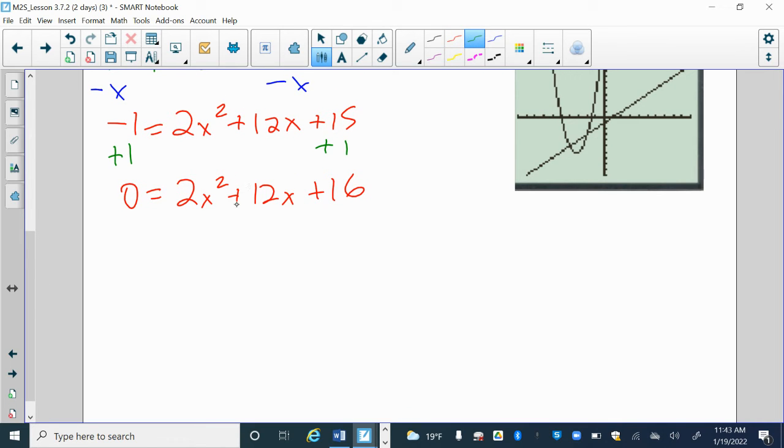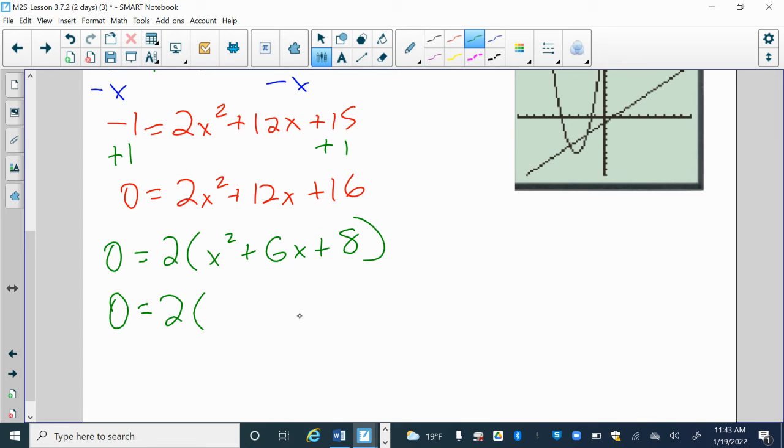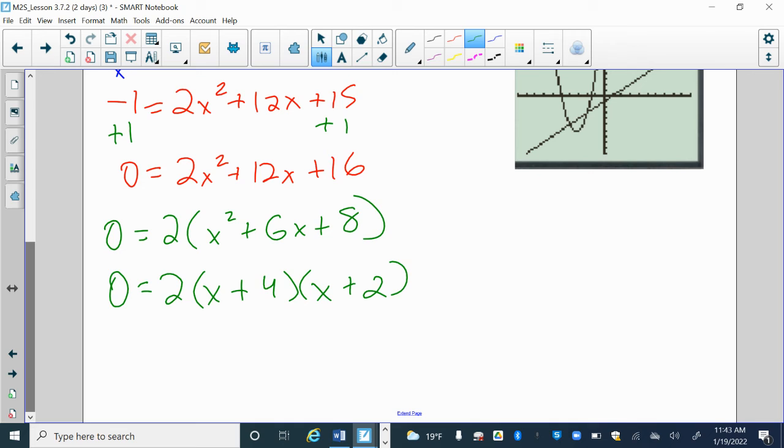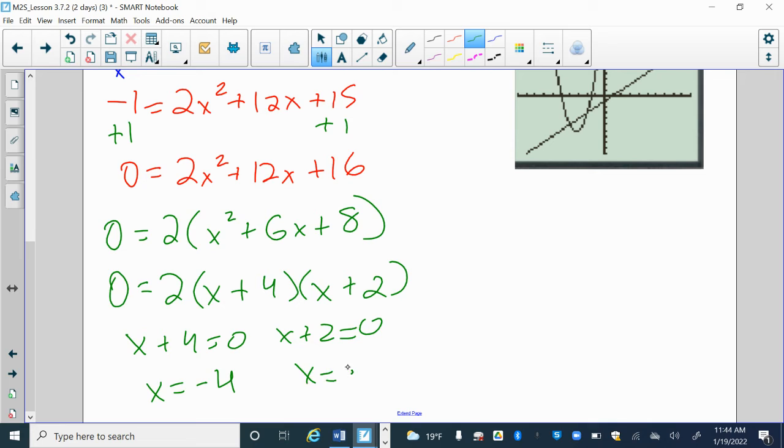Let's factor this. We have a GCF of 2. We have x squared plus 6x plus 8. Factor the inside. For 8, we'd have 8 and 1, 4 and 2. 4 and 2 would work to give us the plus 6x, plus 4 plus 2. Now we can solve. So we'd say x plus 4 equals 0, and x plus 2 equals 0. So we get x equals negative 4, x equals negative 2.